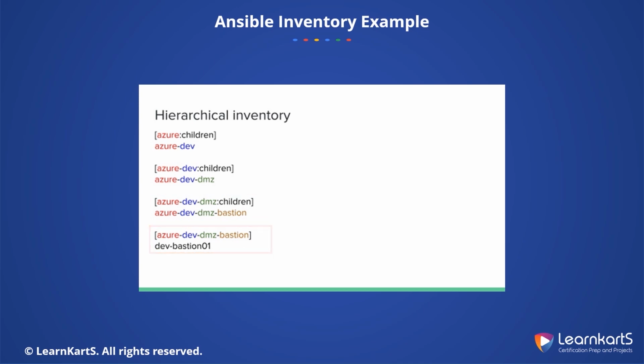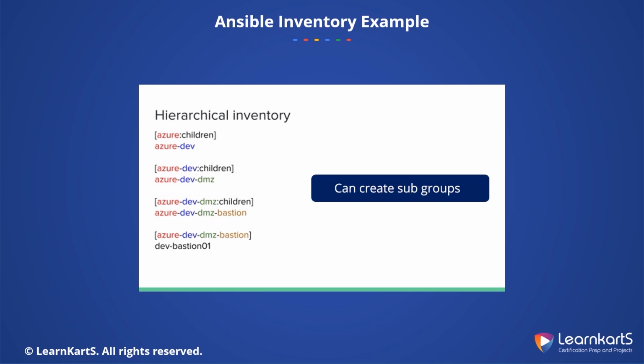The whole point of showing this particular inventory is to understand that we can create subgroups and a hierarchy. The reason we are using children here is because it helps us establish a relationship, the communication between two groups. So one is Azure, then we have Azure Dev, then Azure Dev DMZ, and then Azure Dev DMZ Bastion. These are the different groups which we are trying to configure in this scenario.